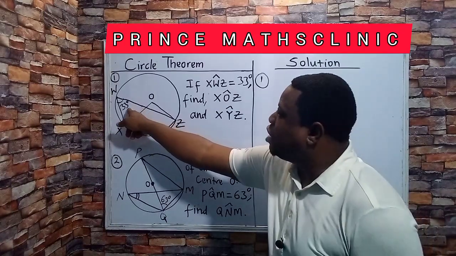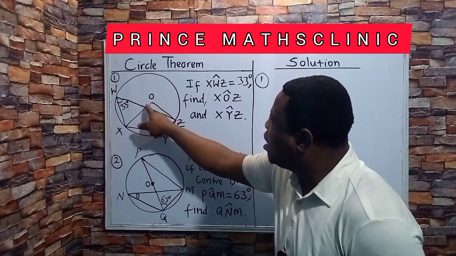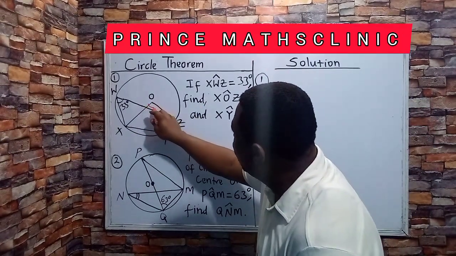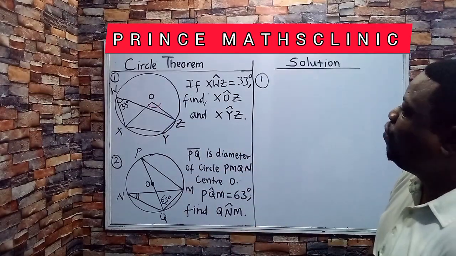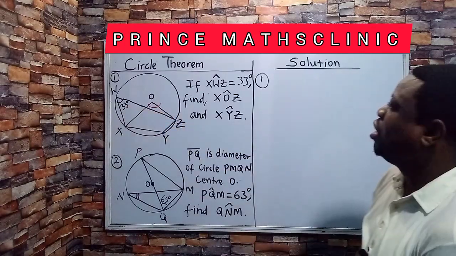That is, this angle is 33 degrees. We have to find XOZ, that means this angle here. This small angle here. That's what we want to look for. That's the angle we are looking for. And if you observe, this angle is at the center, this is at the circumference.